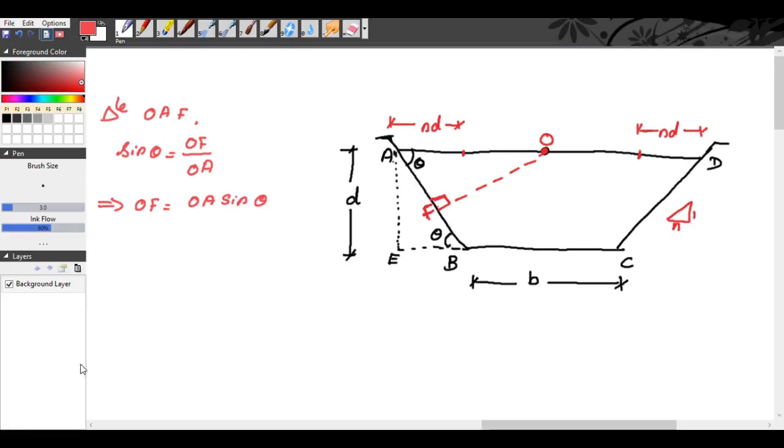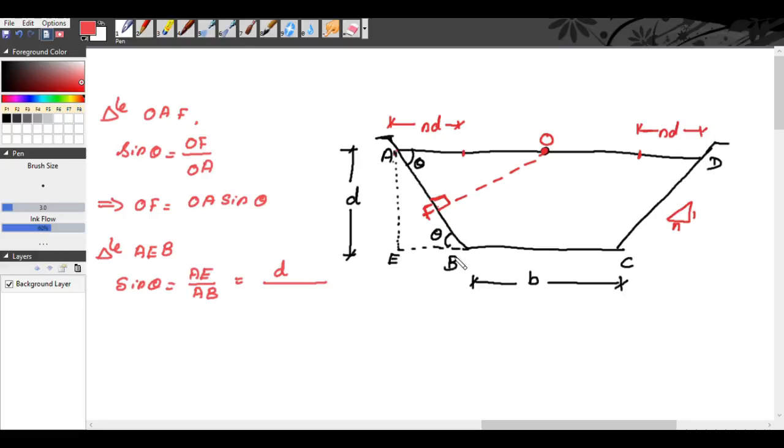Now we take this triangle AEB. Sine theta will be equal to, taking triangle AEB, sine theta is equal to AE by AB. Now, we know AE is equal to D, divided by AB.